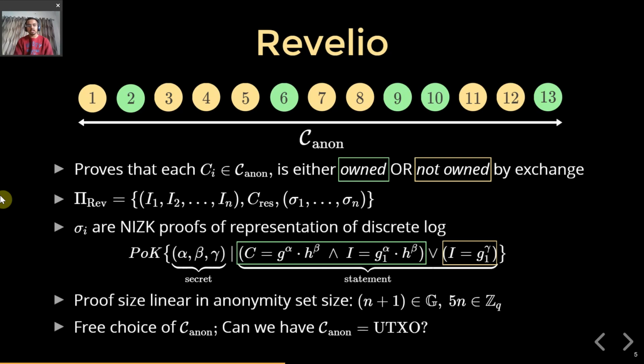Also, the exchanges have a free choice of the anonymity set in the sense that different exchanges giving Revelio proofs can have different anonymity sets. So can we have the anonymity set equal to the entire set of unspent outputs? Because larger the anonymity set, better is the privacy for exchanges. But since Revelio scales linearly in the anonymity set size, it's certainly not a scalable strategy. And that's where we design RevelioBP.